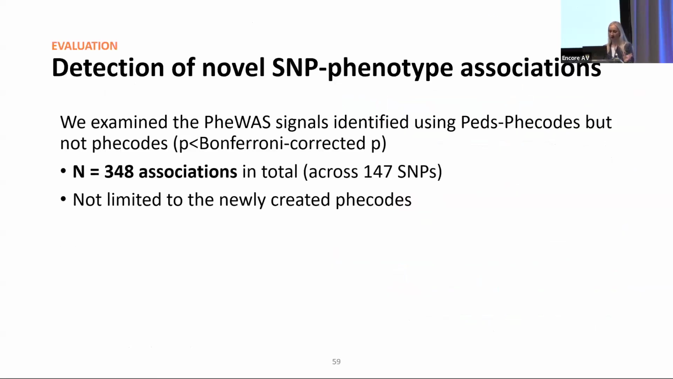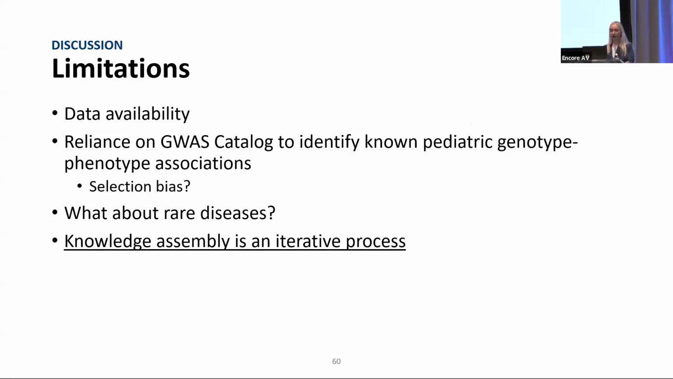We also looked at the ability of the PEDS fee codes to potentially detect novel SNP phenotype associations. And for this, we're looking at those signals that we identified only in PheWAS using the PEDS fee codes, but not with the existing fee codes. And this time using a Bonferroni corrected significance threshold versus our replication threshold of p equal to 0.05. And we saw just under 350 novel associations, which were not limited to the newly created fee codes, suggesting that these PEDS fee codes are picking up some unique signals, which aren't just because we created new codes, although we're still in the process of evaluating some of these. But that sums up how we developed and evaluated the PEDS fee codes.